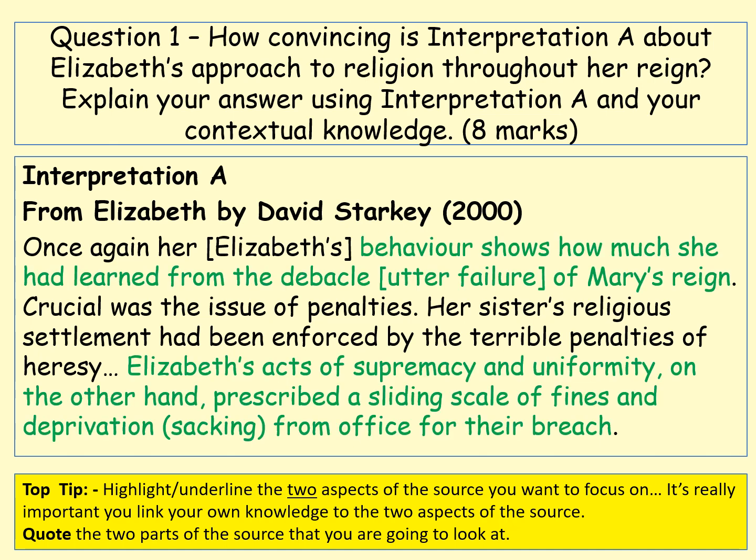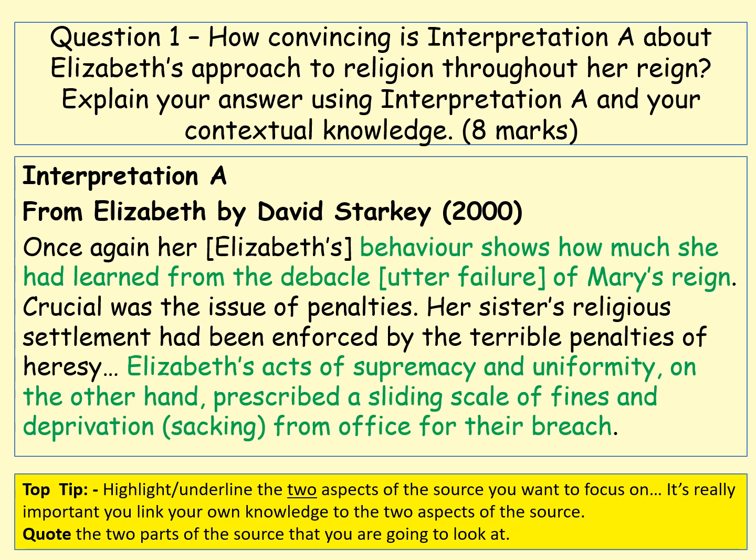You can see here the first bit that you could look at is what evidence have you got to maybe support or contradict what Starkey says, that Elizabeth's behaviour shows how much she had learned from the debacle of Mary's reign. So what own knowledge have you got to talk about? Well, what was the debacle of Mary's reign? What was happening, and the issue of penalties there, her heresy laws, the burning at the stake of the Protestants during the reign of so-called Bloody Mary. And then the second bit would just be actually to look at Elizabeth's religious changes herself.